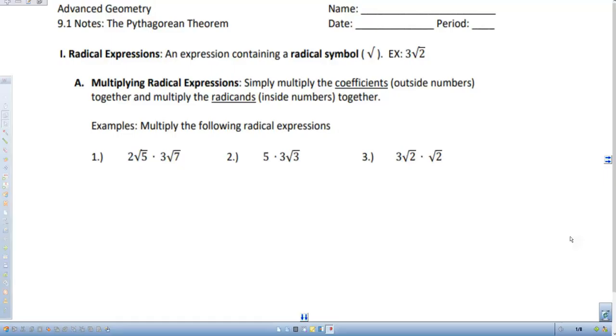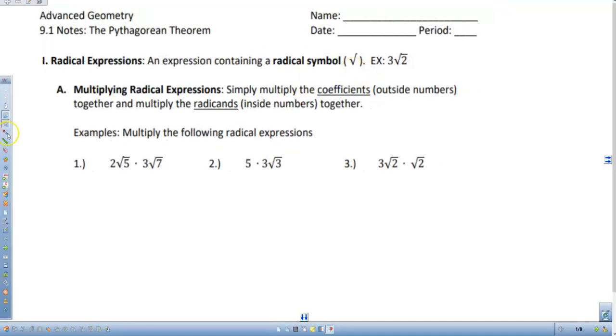A radical expression is any expression that contains a radical symbol. So this one got a little cut off, but you'll notice the radical symbol would look something like that. So that example there is 3 root 2. In that case, that's square root 2. You could also have cube roots and fourth roots, but because we're dealing with the Pythagorean theorem, we're just going to deal with square roots. And you'll see why when we do that.